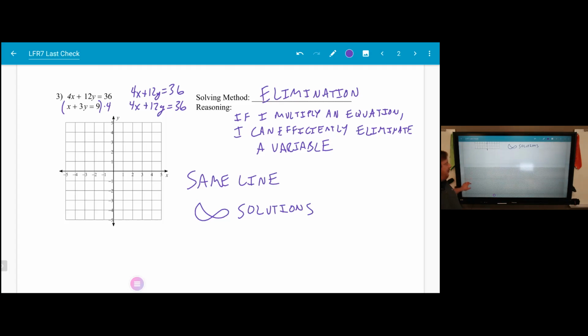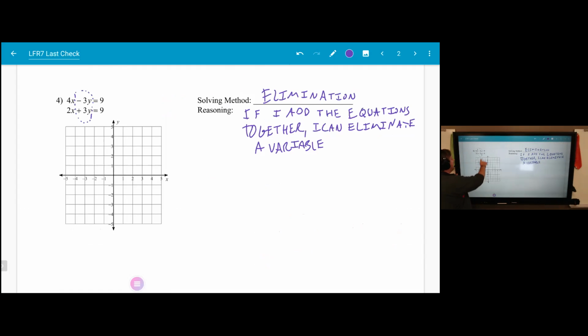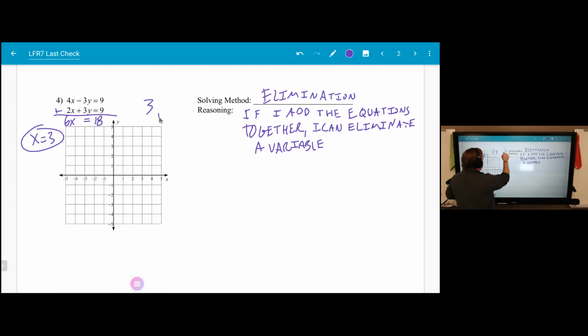Let's look at number 4. Number 4, we said we're going to do elimination. So go ahead and get rid of this business. If I add these two equations together, I get 6x plus 0, I'm not going to write that in, equals 18. Divide both sides by 6 and x equals 3. So I've got x equals 3, comma, and then we've got to figure out what y is. It doesn't matter which equation we plug it into, but what's really nice is that the bottom equation is all positive numbers.